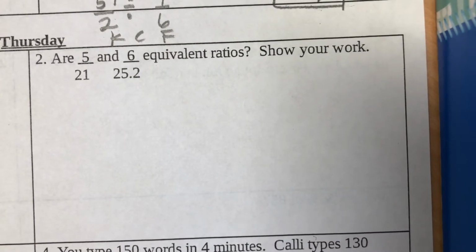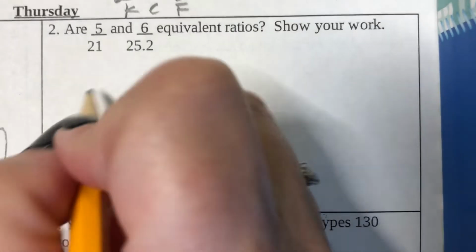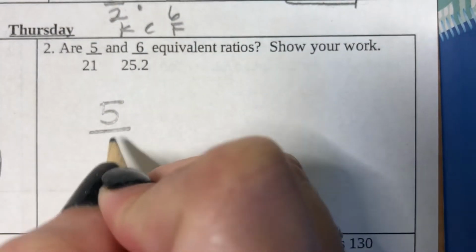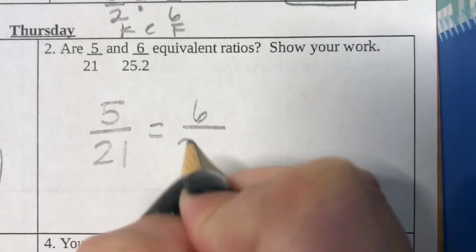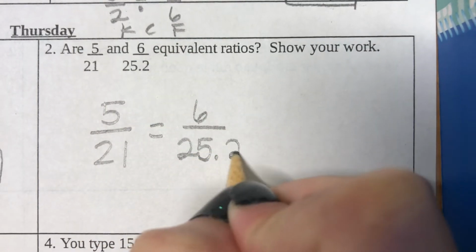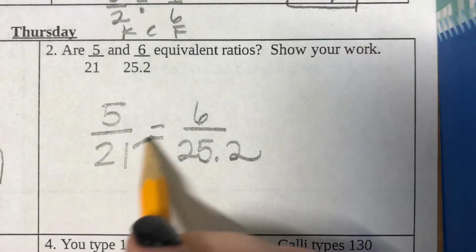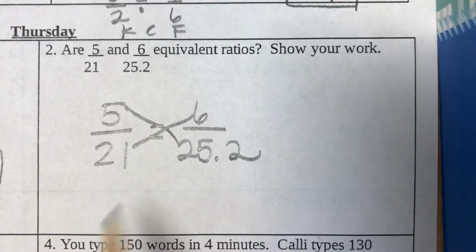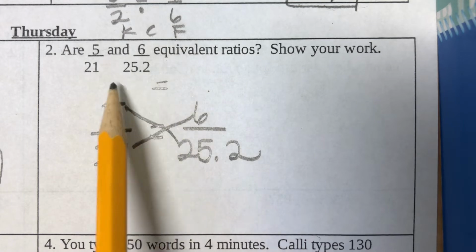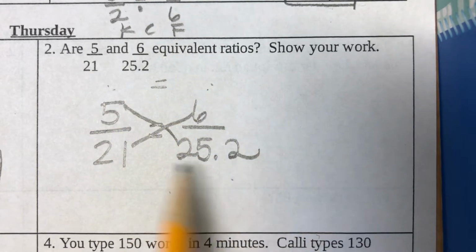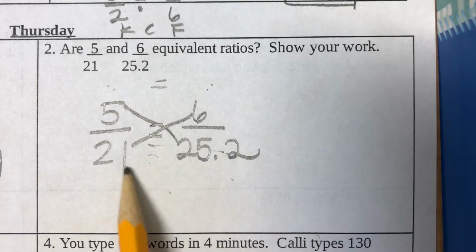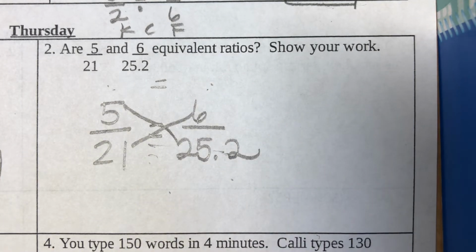Are 5/21 and 6/25.2 equivalent ratios? Show your work. Anytime we are dealing with two fractions and we're trying to find equivalency, we make them equal to each other. All I have to do in order to solve this is cross multiply each way. If the numbers are equal to each other, so each number is the same on the top, that means these are equivalent ratios or equivalent fractions. If they're different numbers, then they're not.